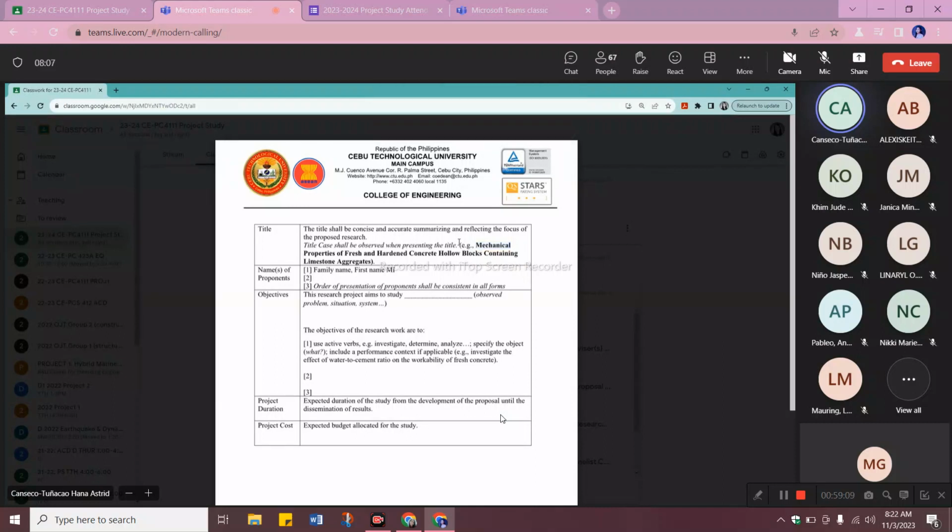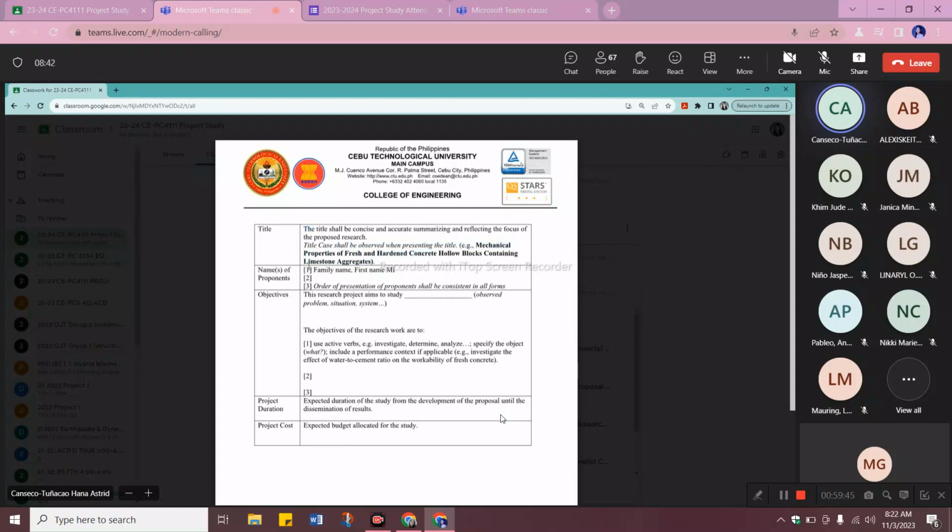So dati. Please notice, no? It may not look concise, but this is the most concise it may get because this is accurately summarizing and reflecting the focus of the proposal. Your topic is CHB with limestone aggregates. And you're focusing on mechanical properties, both of the fresh and hardened state. So that is your title.